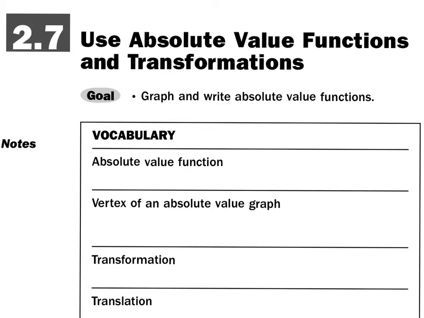2.7. Use absolute value functions in transformations. Vocabulary. Absolute value function is a function in the form f of x equals the absolute value of x. Remember, f of x is just another way to write y, so it can also look like that. And that's the parent function of an absolute value function. You can have a lot more complicated ones, but that's the easiest function.